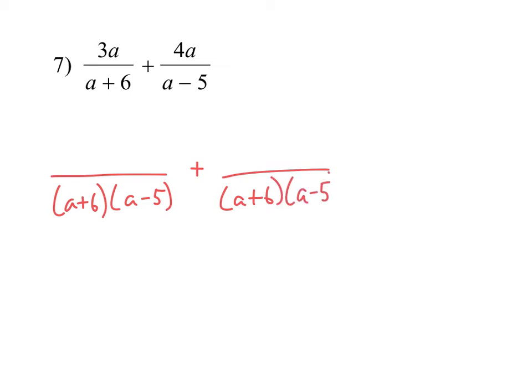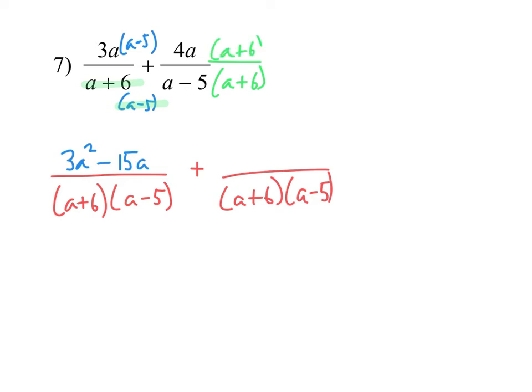So let's figure out the numerator. The left term has the a plus 6, so we need to multiply top and bottom of it by a minus 5. Now the denominator would have a plus 6 and a minus 5, right? So the numerator would become, if we multiply that out, 3a squared minus 15a. That's a subtraction sign in there, sorry about that. The other term had the a minus 5, it just needs the a plus 6 factor, so we can multiply top and bottom by the a plus 6. We can go ahead and distribute that out to get 4a squared plus 24a.